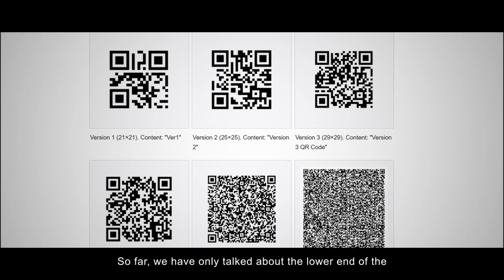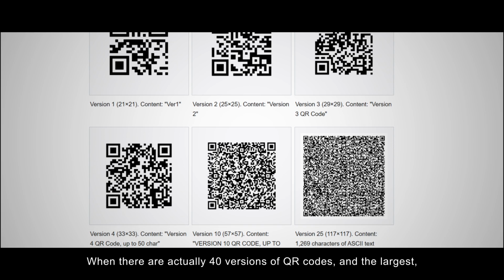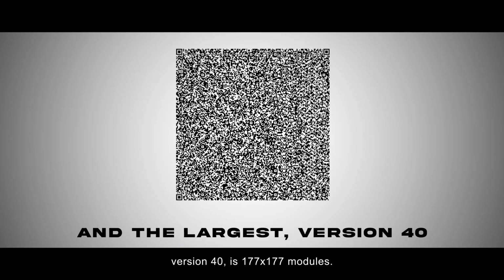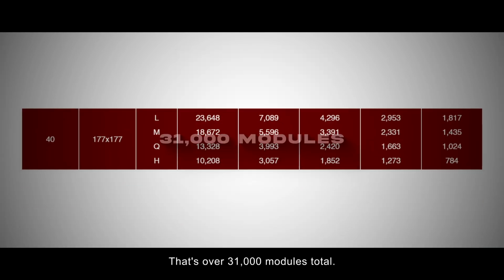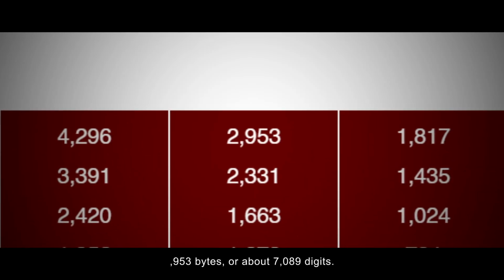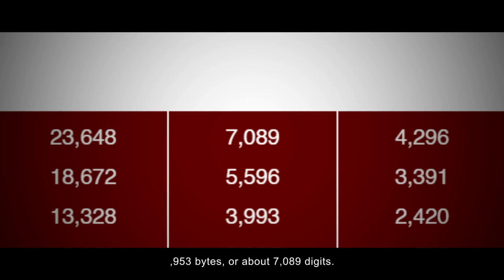So far, we have only talked about the lower end of the spectrum, when there are actually 40 versions of QR codes, and the largest, version 40, is 177 by 177 modules. That's over 31,000 modules total. With low error correction and byte encoding, that's enough to store 2,953 bytes, or about 7,089 digits.